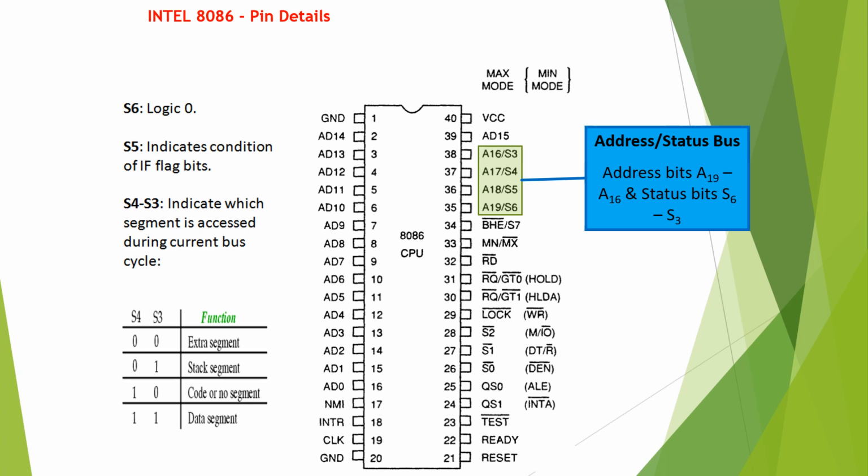S6 is always low, that is logic 0, and S5 indicates the condition of the interrupt flag bit available in the flag register. So this is all about the address and status bus.